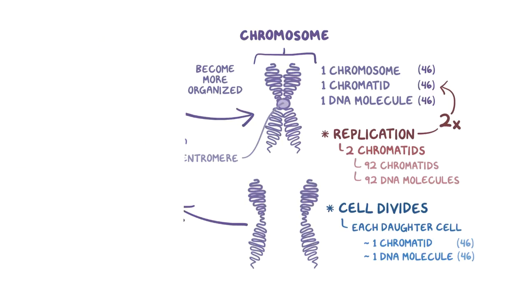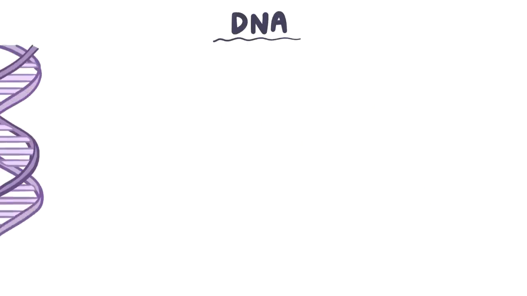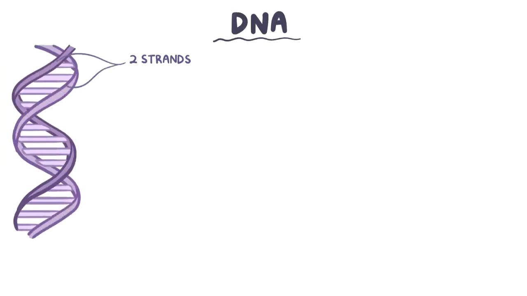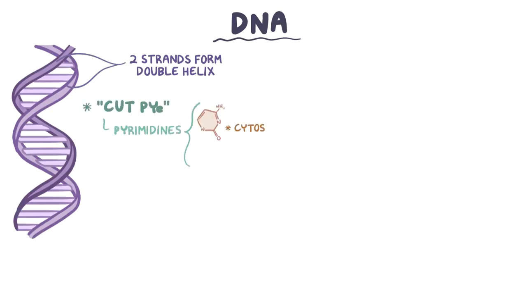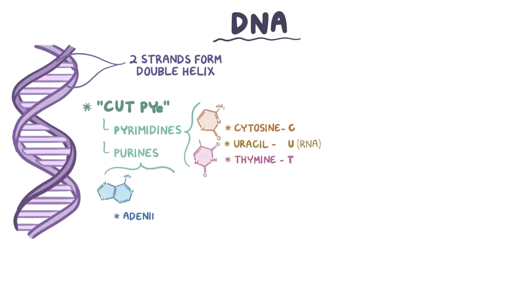Alright, as a quick recap, DNA is made up of 2 strands that coil one around the other to form a double helix. And "cut pi," so the pyrimidines are cytosine, uracil, which is only relevant for RNA, and thymine, and the purines are adenine and guanine.